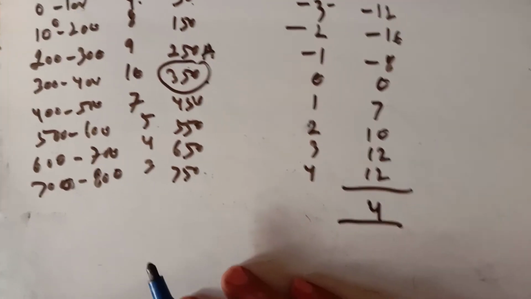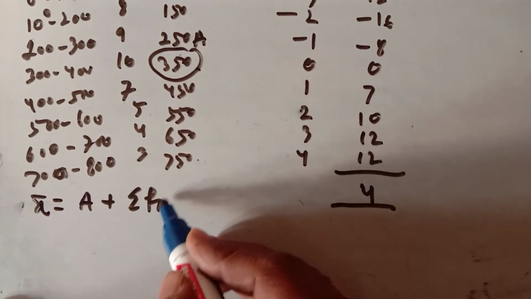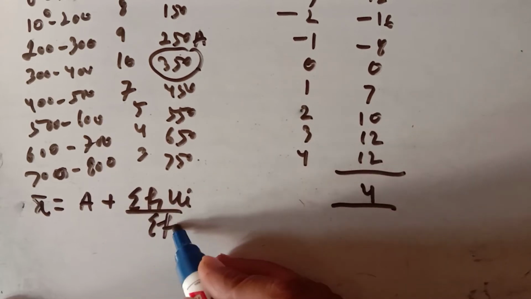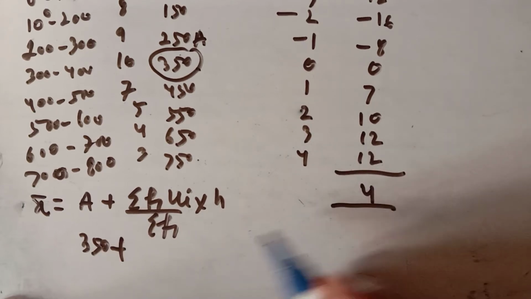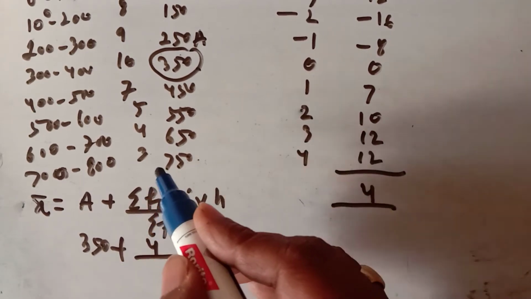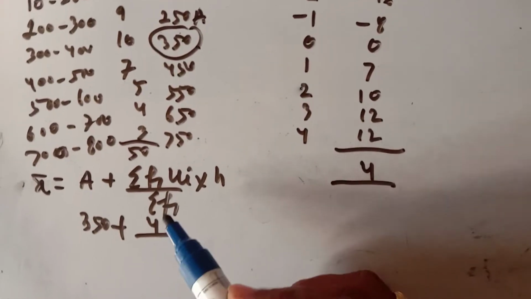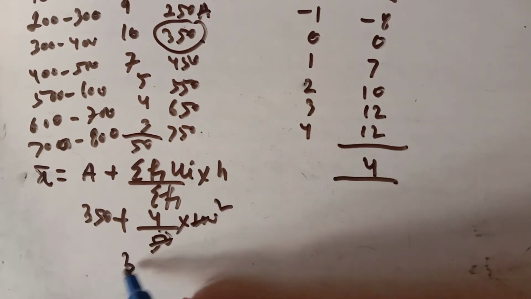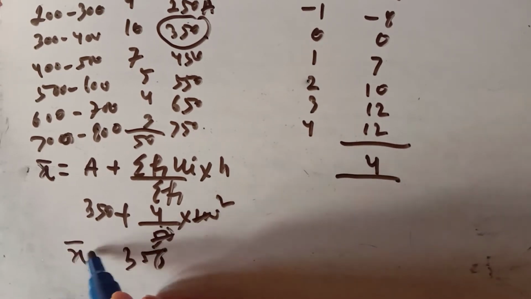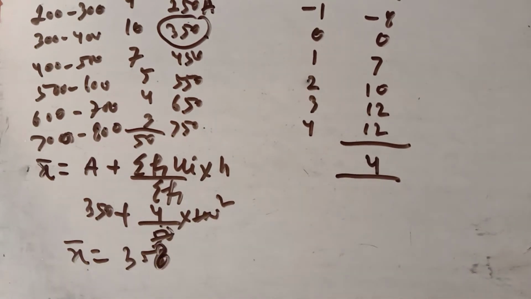तो हमें mean निकालने का फॉर्मूला आता है, that is mean is assumed mean plus summation fi ui upon summation fi into class size. तो हमने assumed mean 350 माना था, सम इसका 4 है, total frequency is 50, and into class size. So 358 is the mean of this group data.